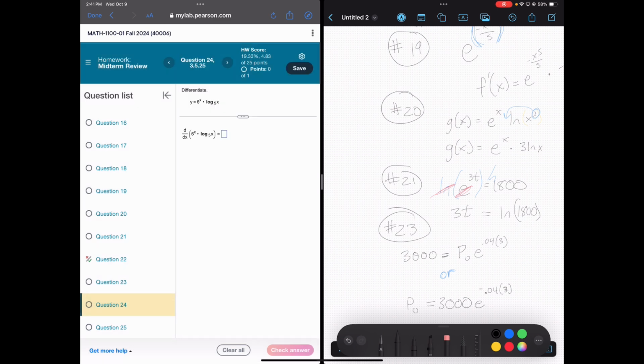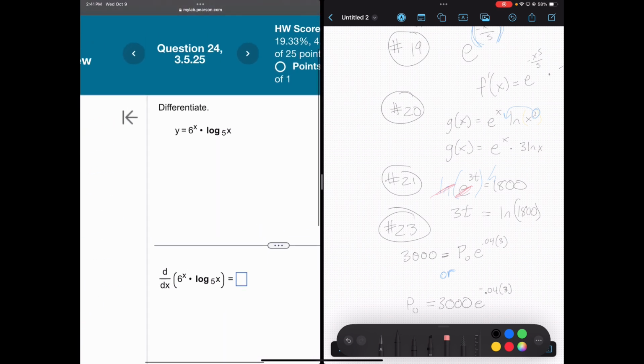24, more derivatives. What are you going to need to use for this derivative? Properties and derivatives. So definitely your exponential derivative rules and your log derivative rules, which once again are on your formula sheet. But what else am I going to need to use? Product rule. Yeah, so just always look for that. If you have two things being multiplied by each other, you're going to have to use product rule.